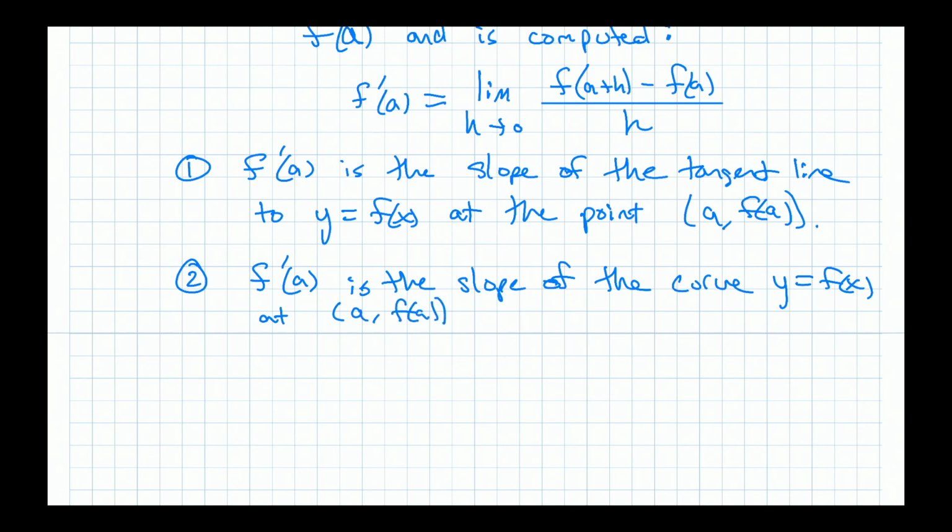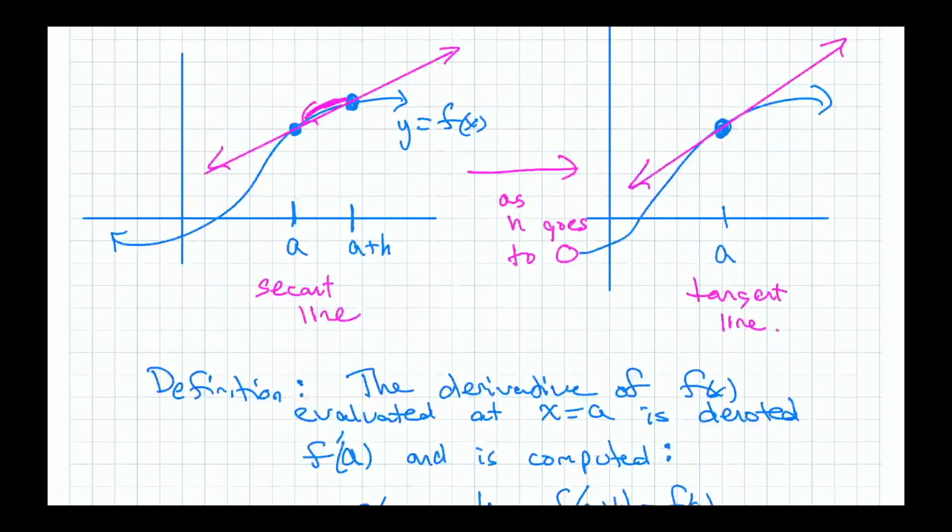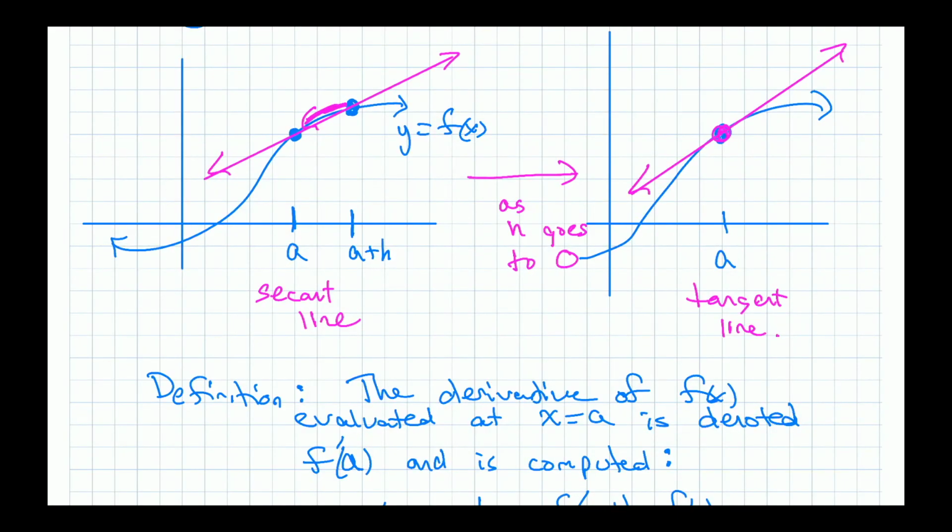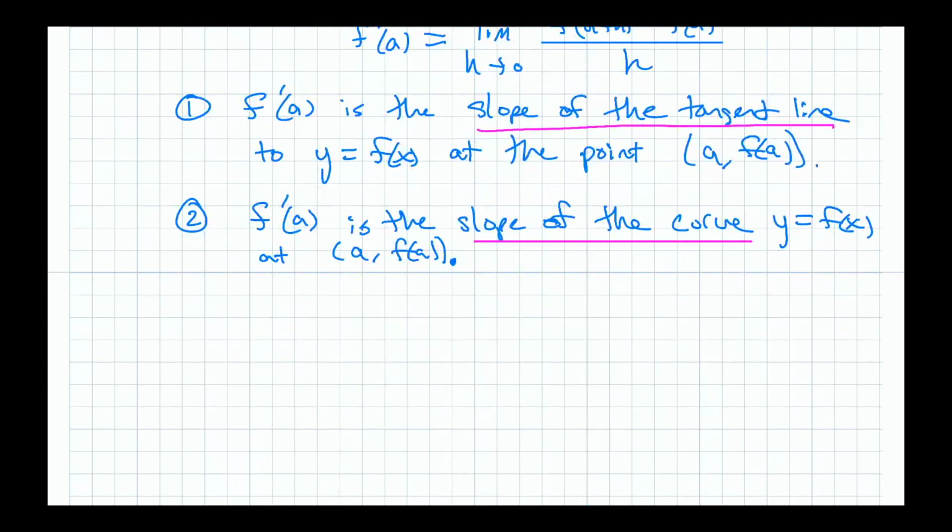So those get used interchangeably. So you have slope of the tangent line and slope of the curve, right? Because at this point right here, the tangent line and the curve, right, the pink line and the blue line both have the same slope right there at a. Okay, and so that's why it's the slope of the tangent line, but it's also the slope of the curve.